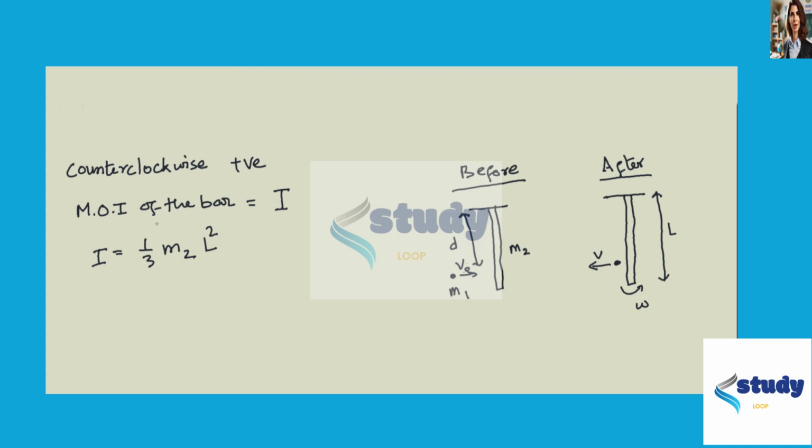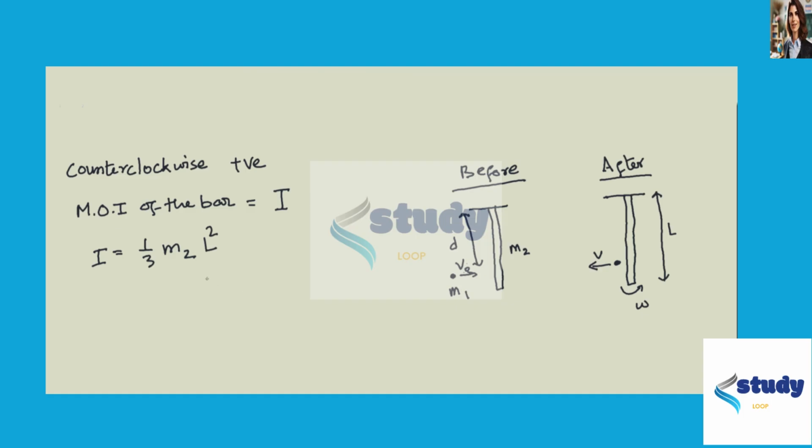Now, if we want to calculate the moment of inertia of the bar, we call it I. This will be 1/3 m2 L squared, where m2 is the mass of the bar and L is the length from the pivot point to the end of the bar. So that's why it's 1/3.